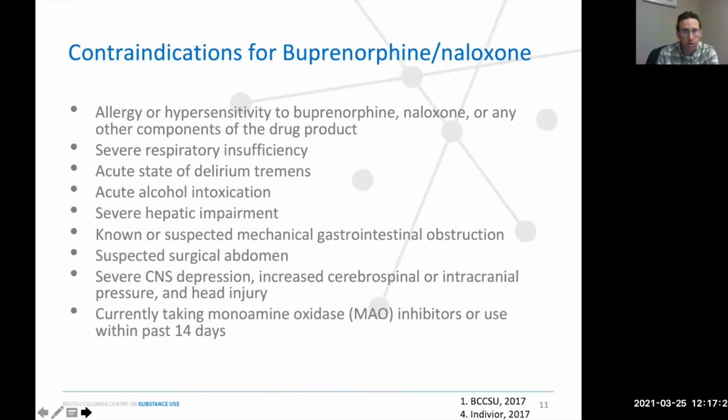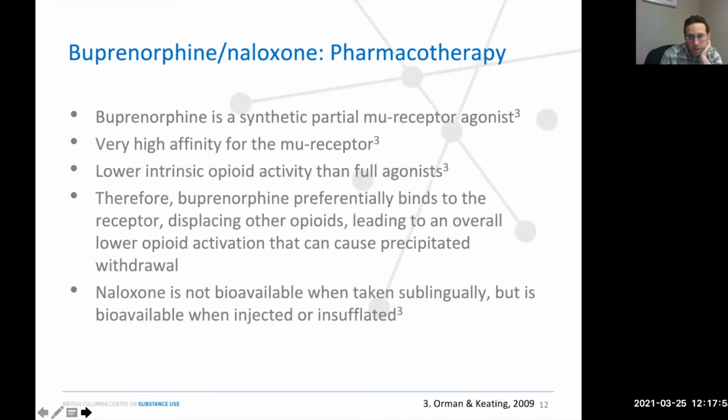Obviously, if people are acutely delirious or acutely intoxicated, then you probably don't want to be doing the transition when that's happening. Severe hepatic impairment and known mechanical gastrointestinal obstruction are contraindications listed in the product monograph. It also mentions a few other acute medical issues: suspected surgical abdomen and severe CNS depression due to head injury are for sure contraindications to making the transition. And taking MAO inhibitors, or use within the past 14 days, is a contraindication as well. Next slide, please.